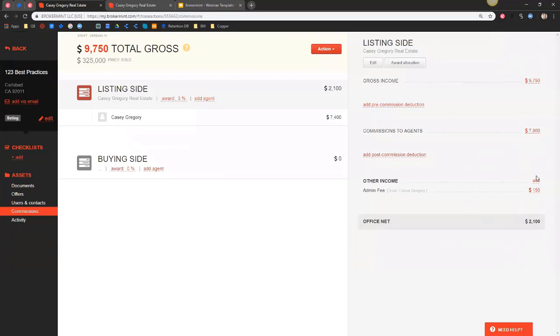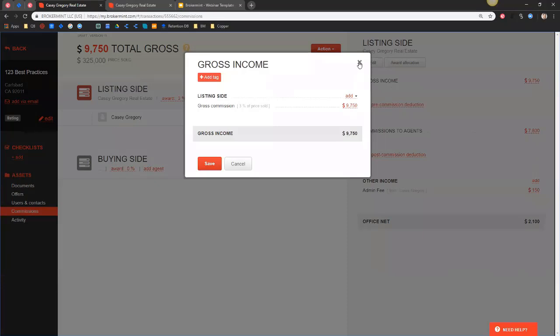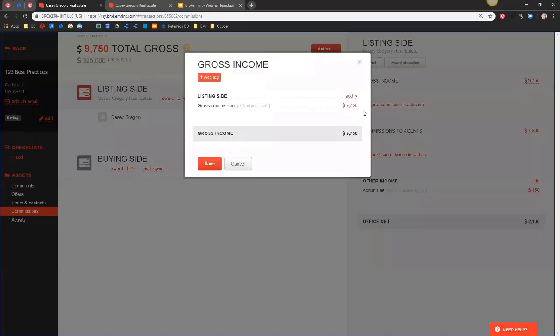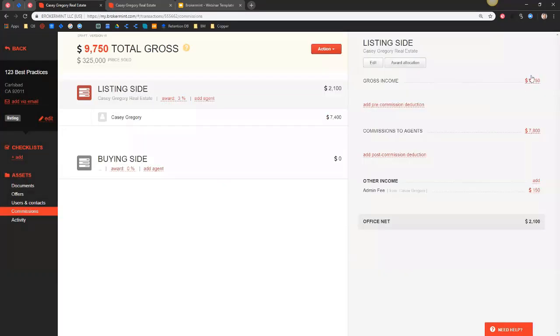So the difference between these two options is anytime we add gross income, which we do simply by clicking on the gross income line, this will reflect in your reports for this transaction on your office gross line. So right now, gross income is set at $9,750. If I was to add an additional gross income of $495 on our reports for that transaction, our gross income will report $9,750 plus the $495.